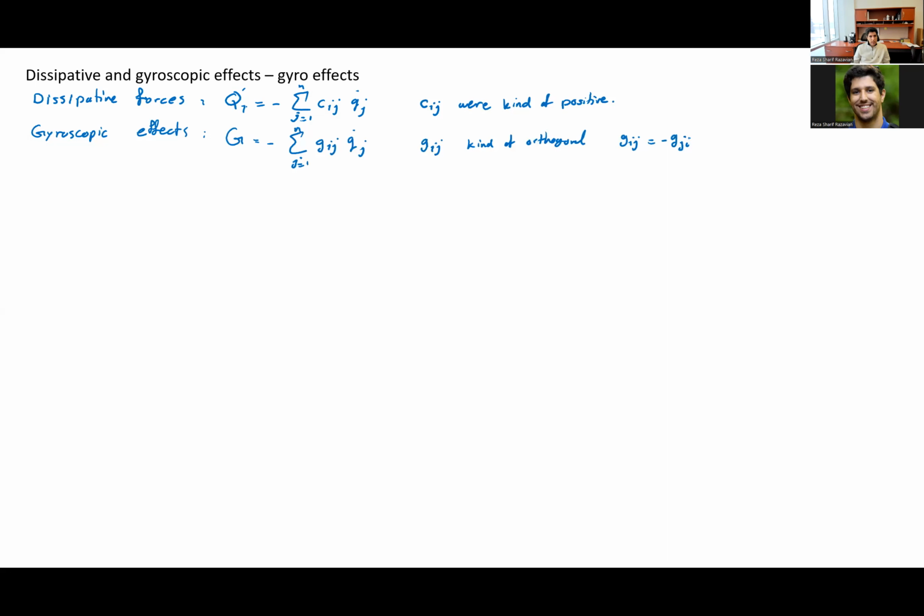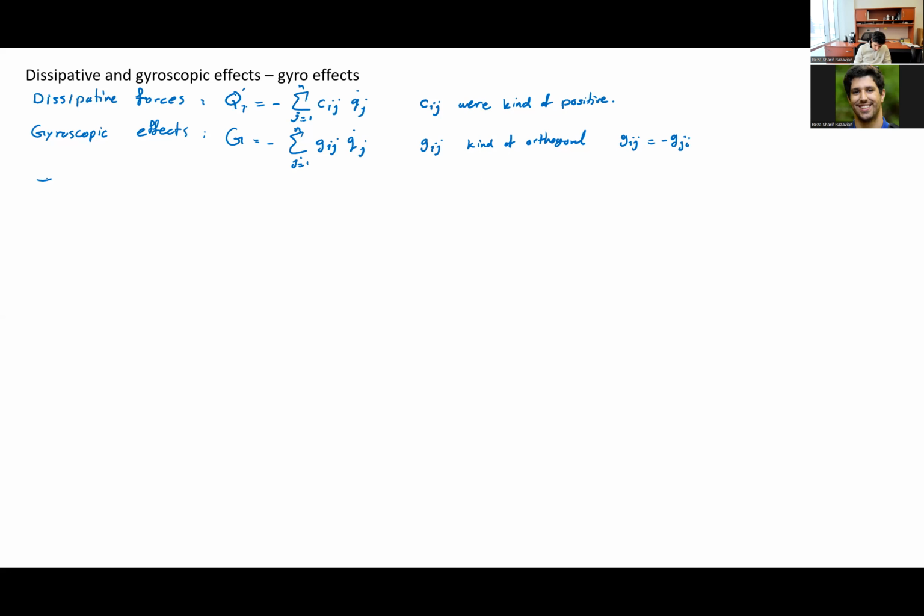So let's study this in a bit more detail. Most importantly, knowing where these effects come from. Dissipative forces came from some form of damping element that eats into the energy of the system. Gyroscopic forces come from a completely different origin. So their origin is actually in the inertial effects within the system, regardless of any external forces. So to see where they come from, they originate from kinetic energy.